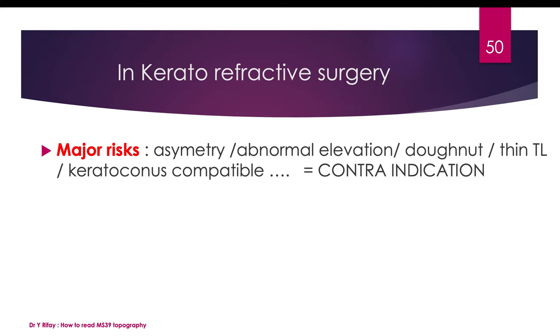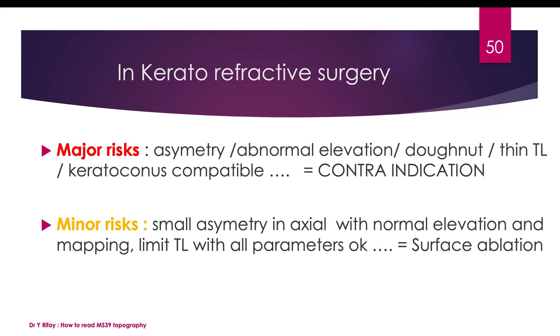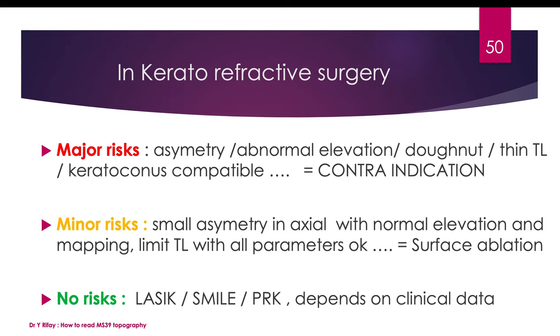And when we have major risk, I mean asymmetry, abnormal elevation, donut, a very thin cornea, keratoconus compatible, it is a contraindication of any keratorefractive procedure, so we'll go for a phakic IOL or for nothing. When we have minor risk, small asymmetry in the axial map but normal mapping, or a limit thickness of the cornea, but all the parameters are okay, we can go for surface ablation. But when there is no risk, we can go for LASIK or SMILE or PRK. It depends on the clinical data.